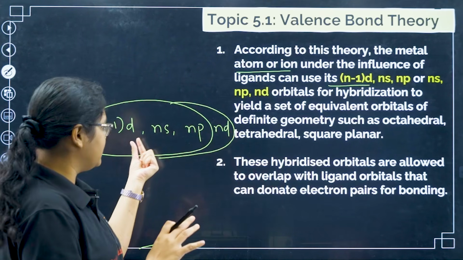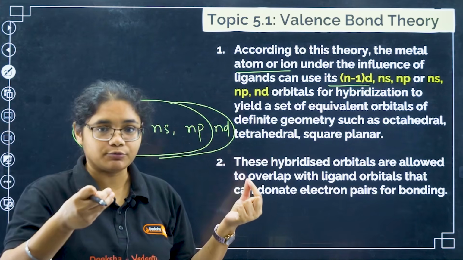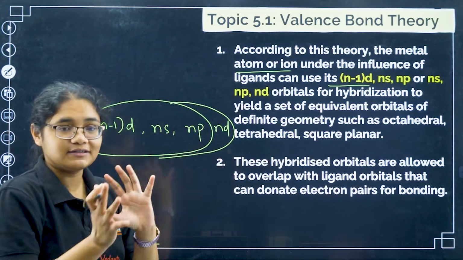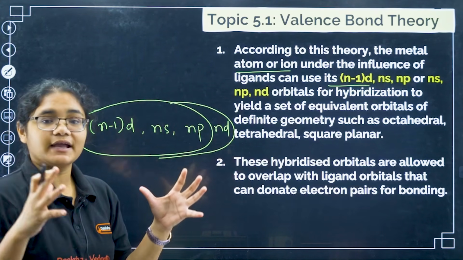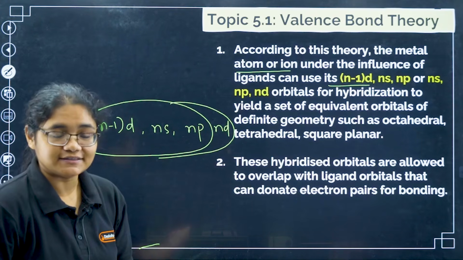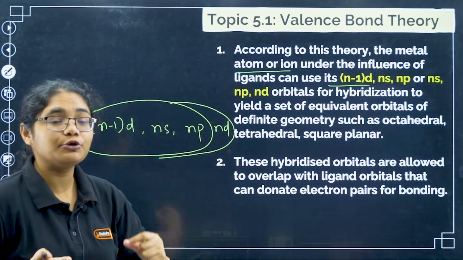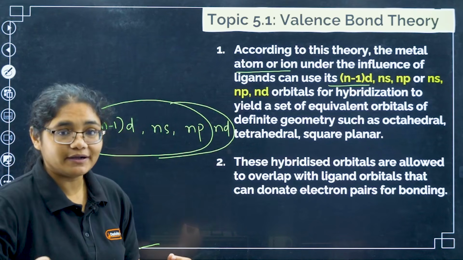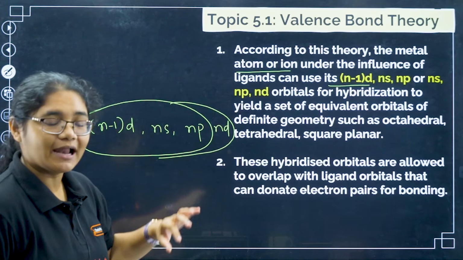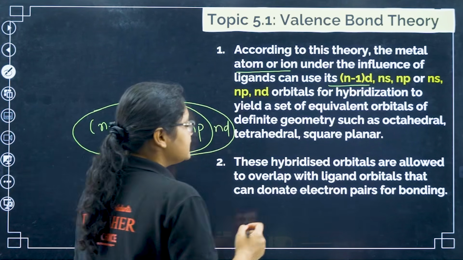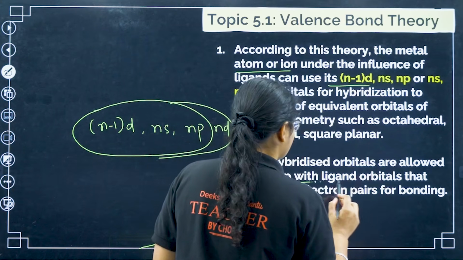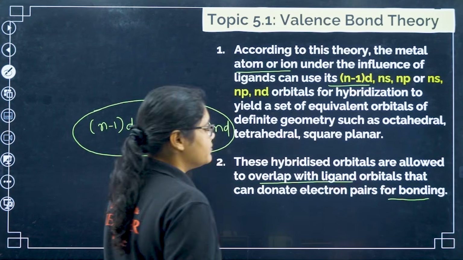Metals have their own individual orbitals. When the ligand approaches, these orbitals of the metal undergo hybridization. They come together, undergo hybridization, as a result of which they form hybrid orbitals which are equivalent, and these hybrid orbitals form bonds with the ligands. I'll give you an example, it will be more clear. These hybridized orbitals are allowed to overlap with the ligands so that they can form the bonding.